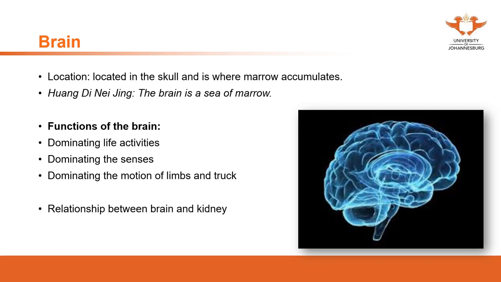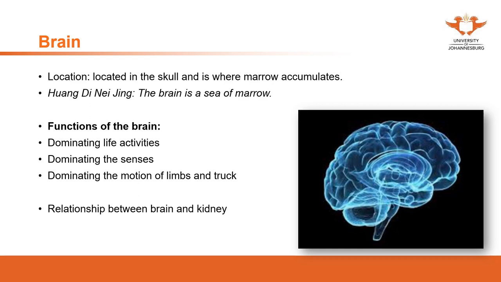When you see these functions, dominating the life activities, the senses, the motions, do they ring any bells in your mind? Which organ has a similar function, or which function of which organ has a similar description? The life activities include the psychological or mental activities, such as your emotions, your feelings, the thoughts. These are all included in the life activities. And the brain also dominates the emotions, the movements of the human body and the senses.